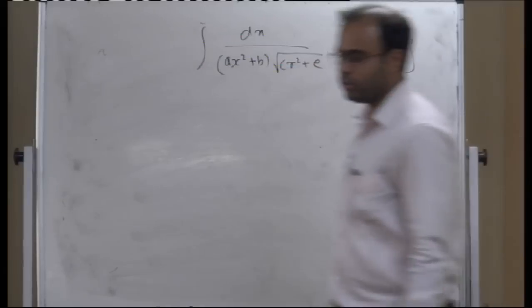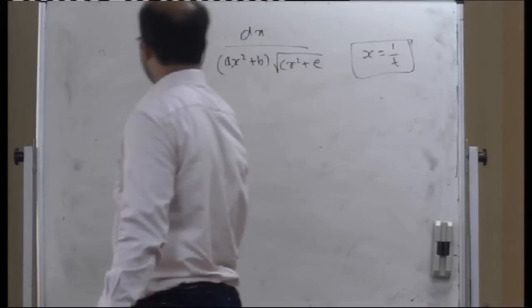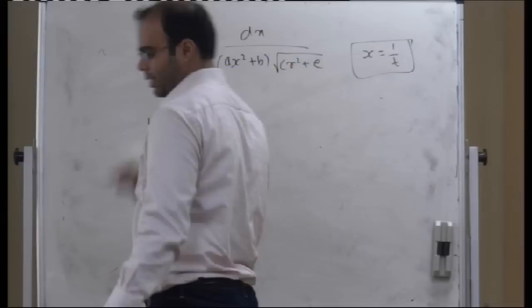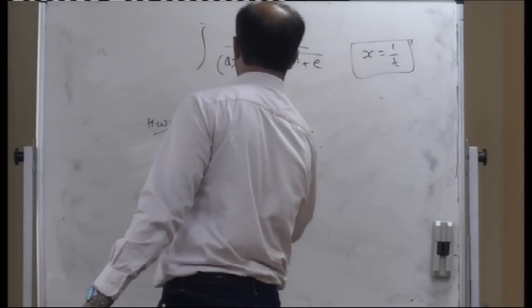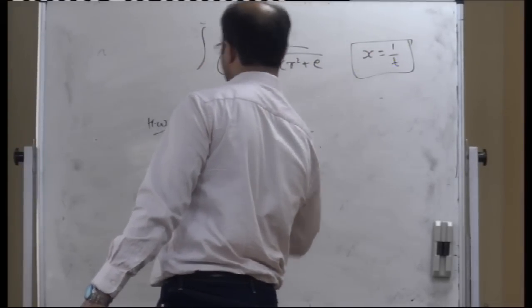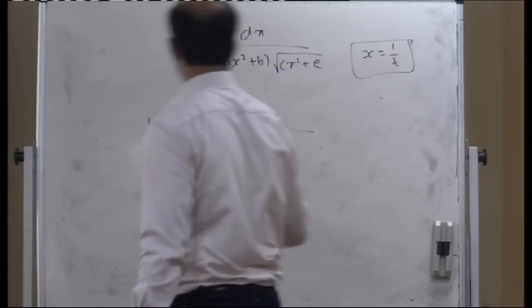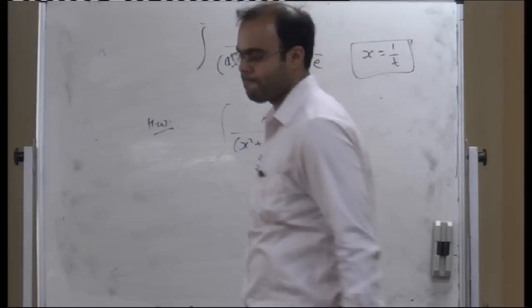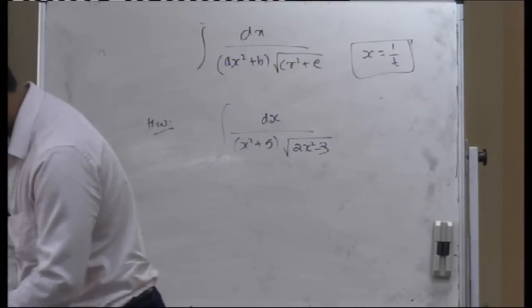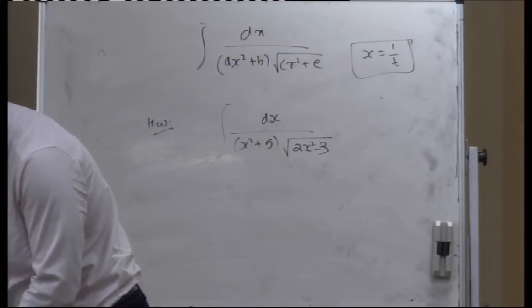I'm not doing any question for this. You can do a question. I can give it in homework. Homework is dx upon (x square plus 5) into root over (2x square minus 3). So you can solve this one and get the answer.